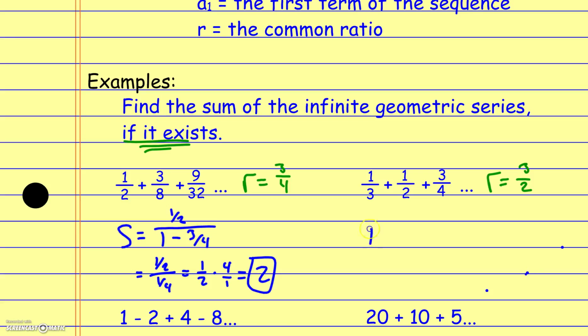So what I say here is the sum does not exist. I'll write DNE for does not exist. That's one answer I will accept. I'll also accept if you simply say that it diverges.